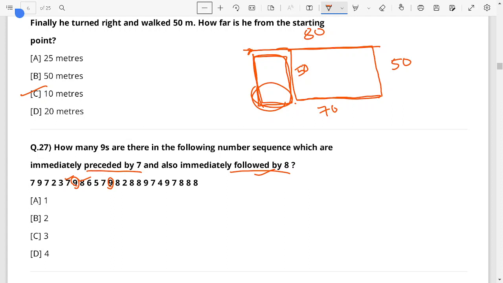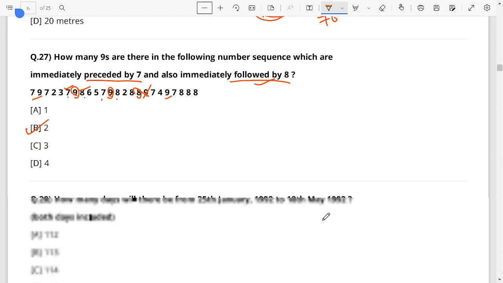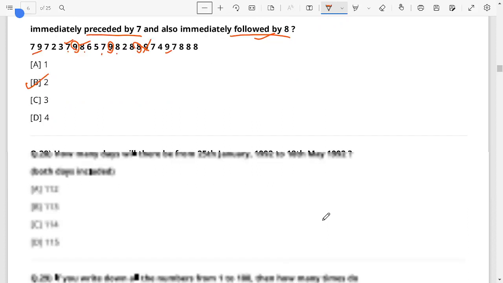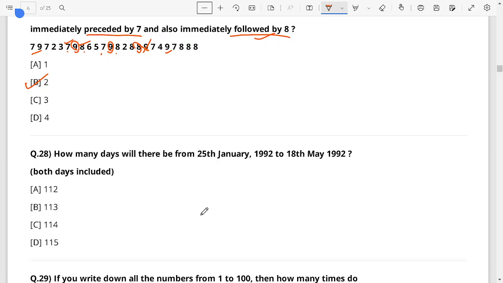Here there is a 9, but here there is an 8. So it is not preceded by 7, so this will not count. Again, we do not have 8 here. Here also we do not have 8. So what is the right answer? Option B, that is 2. Look, immediately preceded by 7 and immediately followed by 8 is here, preceded by 7 and followed by 8 is here. They have given it 2 times. So option B, that is 2, will be the right answer, right? So next question.